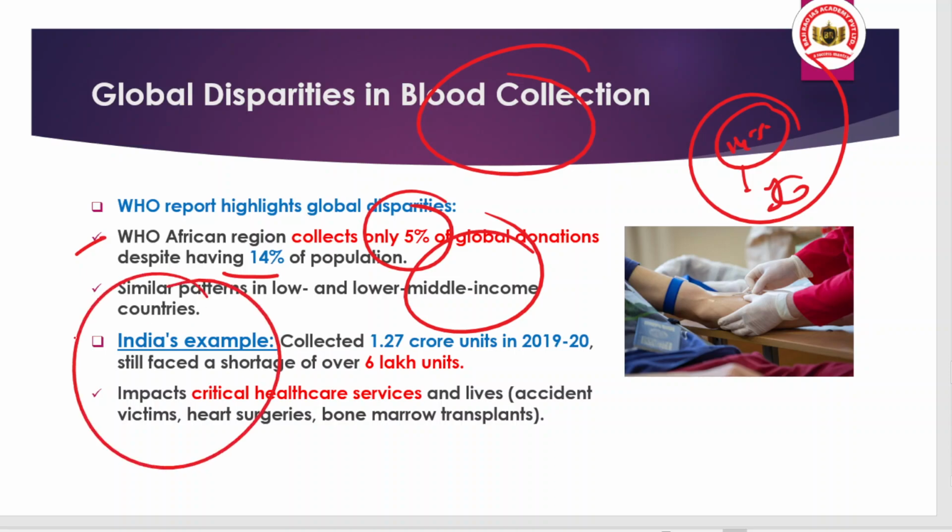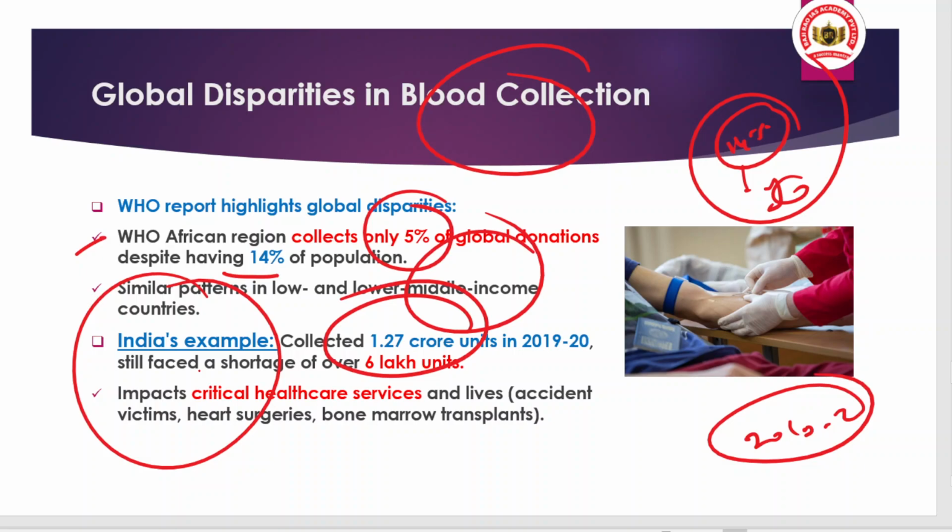And with respect to India, there is another scenario. In 2019-20, we collected about 1.27 crore blood units, but still we faced a shortage of 6 lakh blood units. So in India we do have a shortage of blood. But when we talk about its importance, it is very important for critical health services. Let's say people are facing a blood shortage, we need to provide them the blood. And for accident victims, heart surgery, bone marrow transplant, this requires lots of blood, and there is a loss of blood here as well.